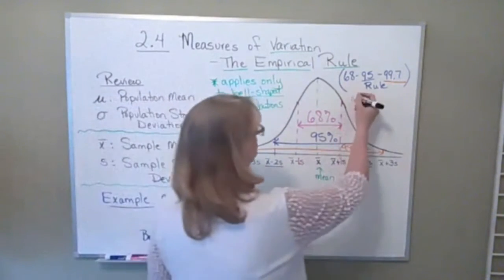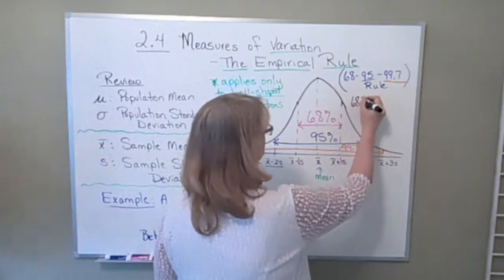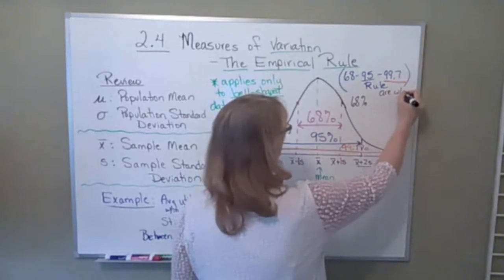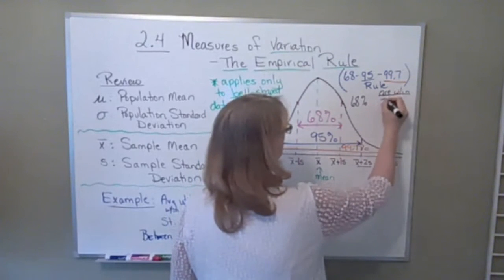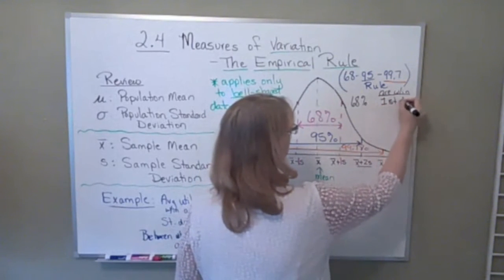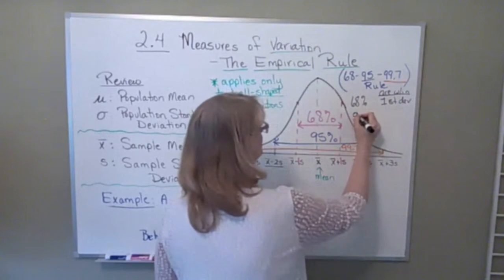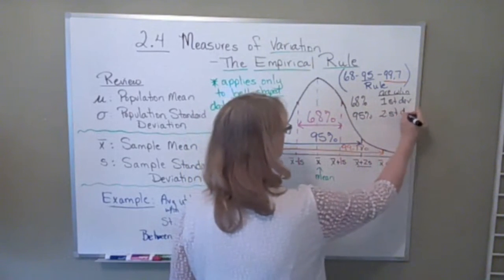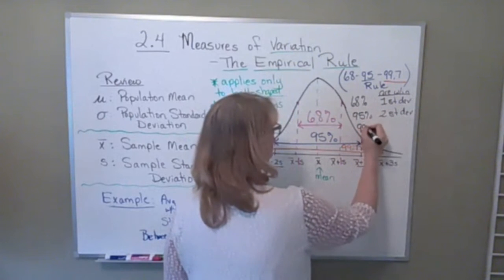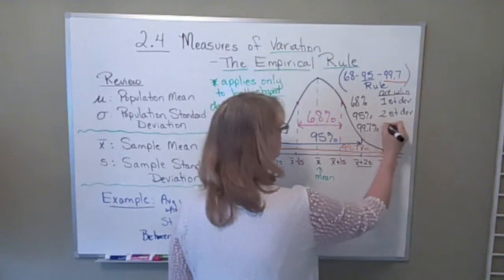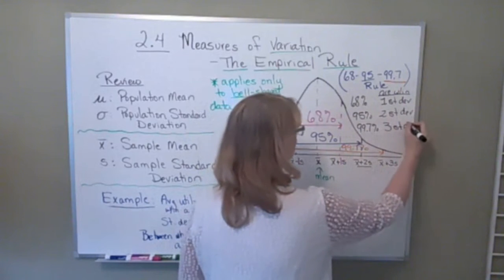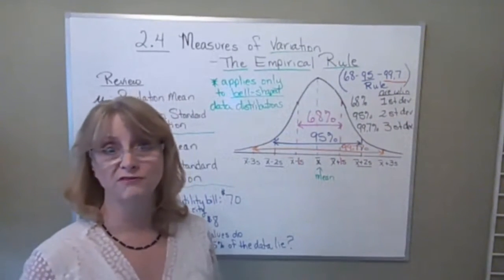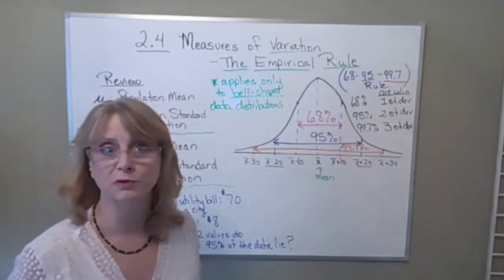Okay, so 68%, let's just put up here, are within 1 standard deviation. 95% are within 2 standard deviations, and 99.7% are within 3 standard deviations. Notice that 99.7%, that's really close to 100. In fact, if you round it to a whole number, it would be 100%.